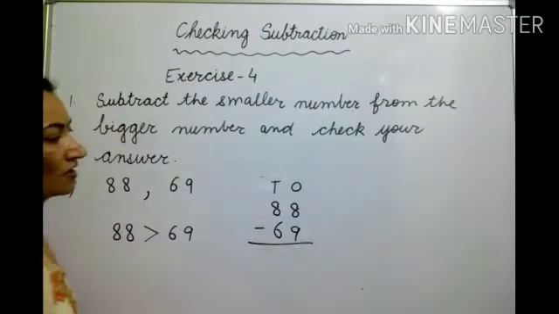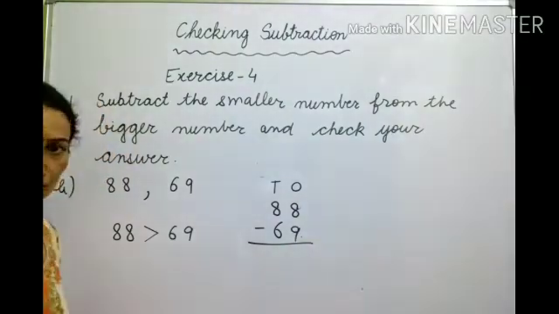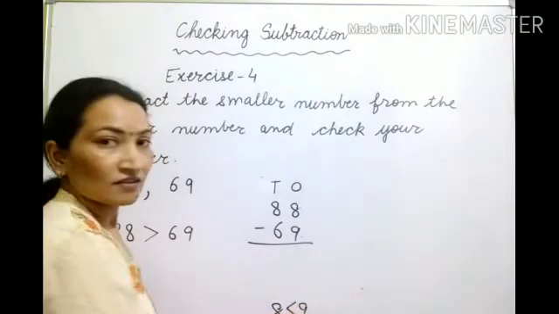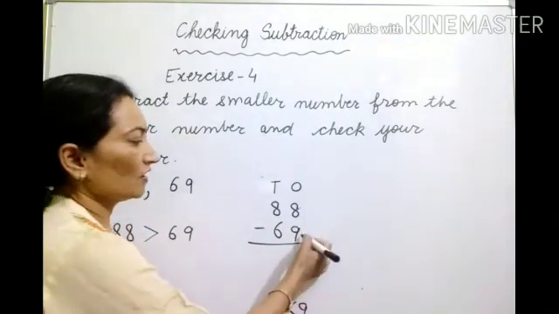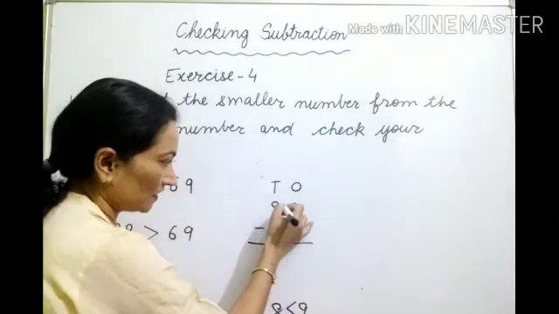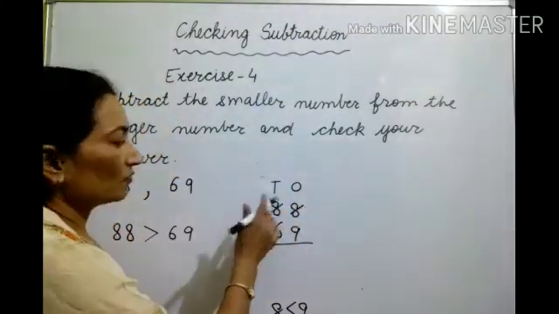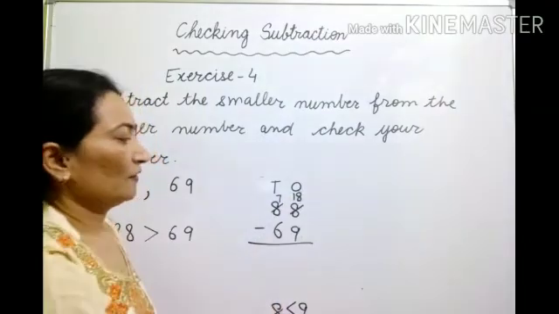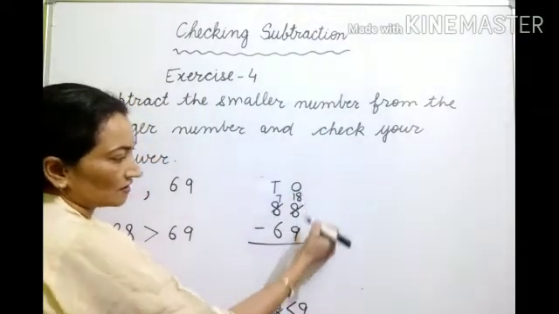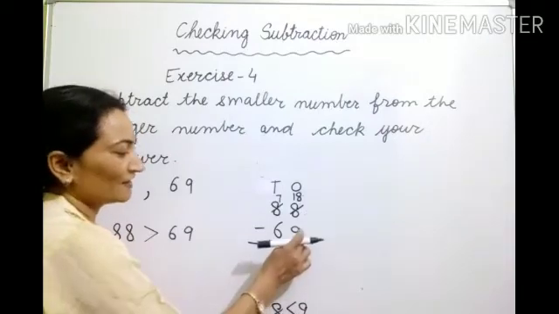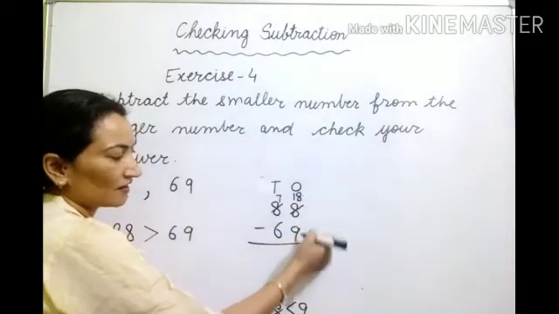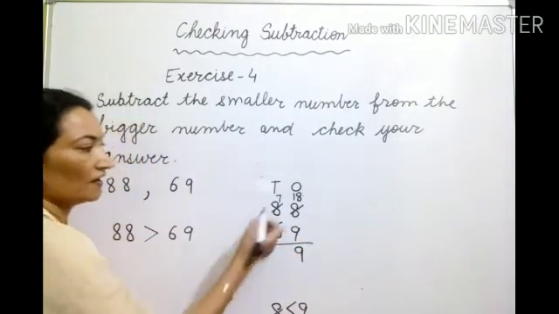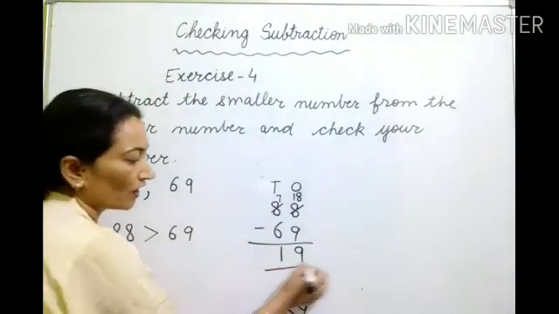Now we will subtract 8 minus 9. Can we do? No, because 8 is smaller than 9. So we cannot subtract 9 from 8. So 8 will take a borrow from the other 8. Here 7 is left. Here becomes 18. Now we can subtract 18 minus 9. Yes, 18 is greater than 9. So 18 minus 9 is 9. 7 minus 6 is 1.